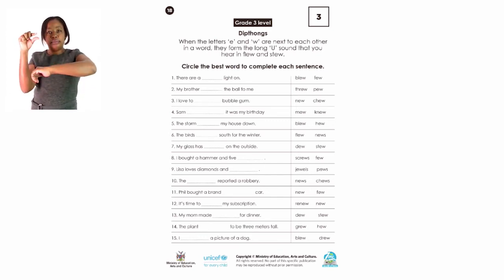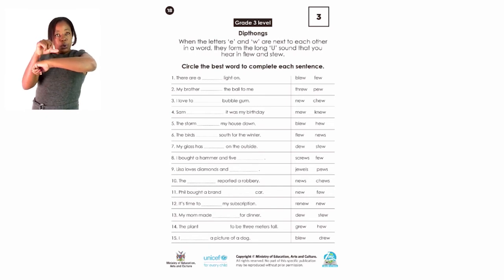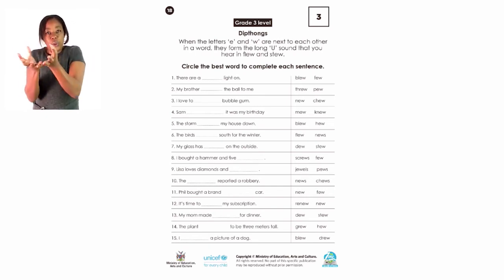My brother the ball to me. We always throw the balls to each other. I throw to you, you throw to me. Therefore, it is through. Okay. Then you continue with number 3.